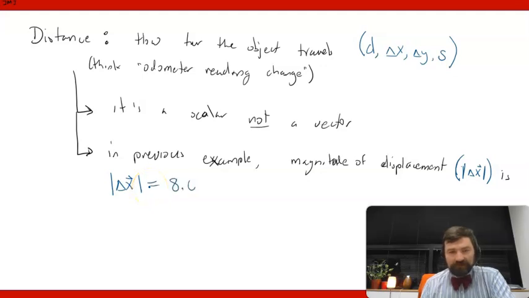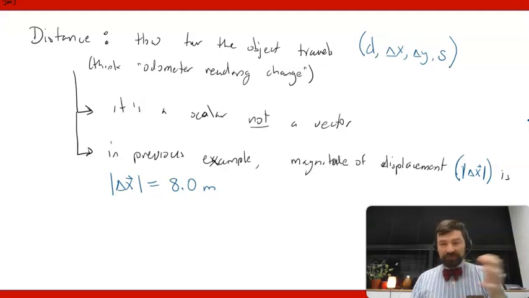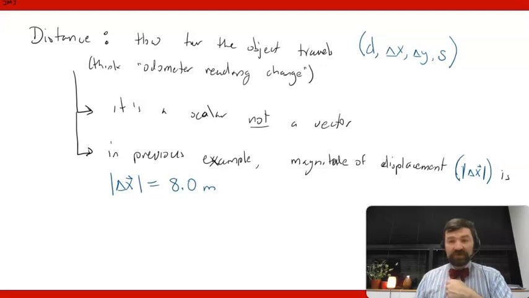So if my magnitude of displacement is 8.0 meters, well, that is the same thing as a distance, but it's not necessarily the distance that the object traveled in the problem. Because the object may have moved back and forth a little bit, it may have taken an arc to get from one location to the other, may have done some combination of those two things. So the distance traveled must be at least as big as the displacement, but it may be bigger.